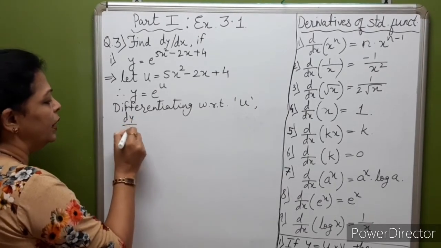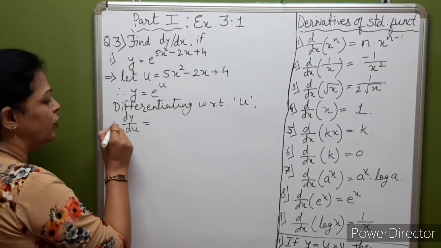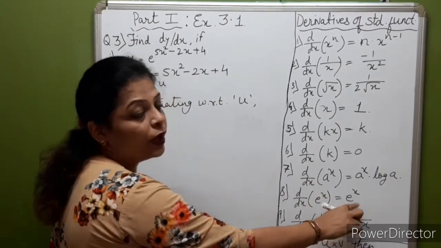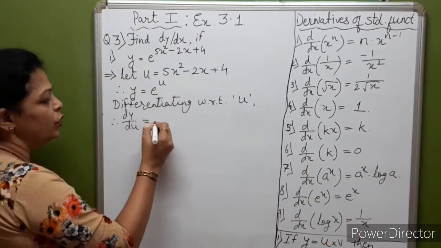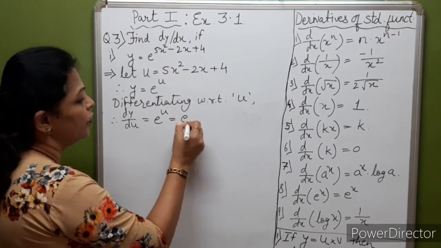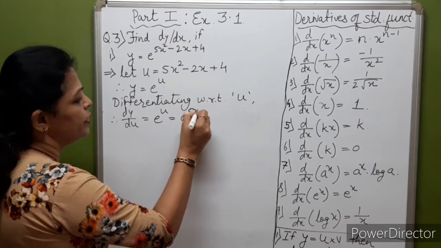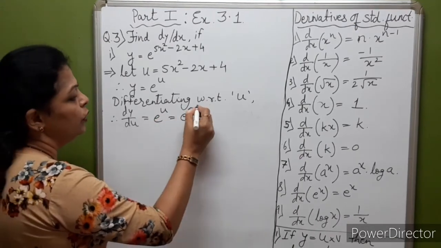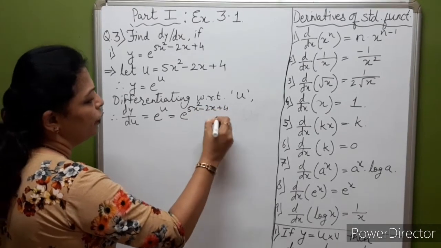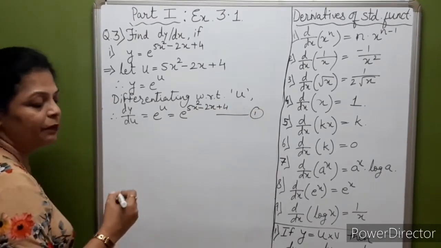So dy by du is equal to, now we know that the derivative of e raised to x is e raised to x. So the derivative of e raised to u will be the same, e raised to u. So that is equal to e raised to, resubstitute the value of u, e raised to 5x square minus 2x plus 4. This completes your first step.